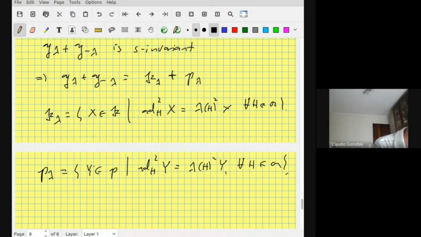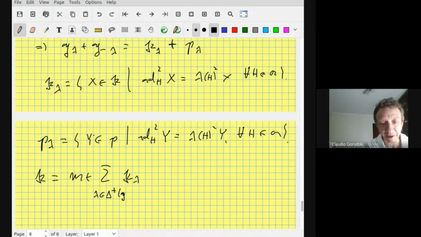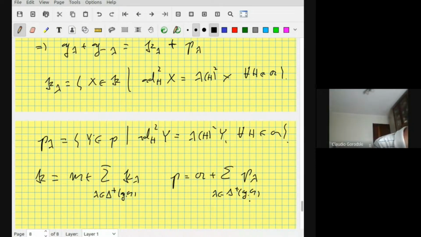This is important to do geometric calculations, this K_lambda and P_lambda. So to finish, I have a few seconds left. K is going to be M plus the sum of K_lambdas, where for lambda we just take the positive ones. And P is going to be A plus the sum of the P_lambdas. Right, and there are more properties you can check in the notes. And I think I'm going to stop now.